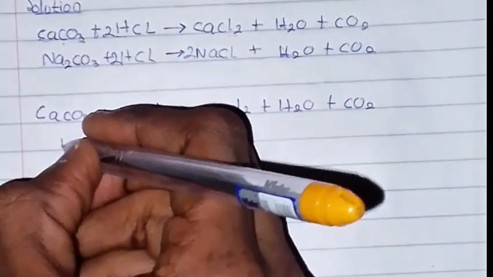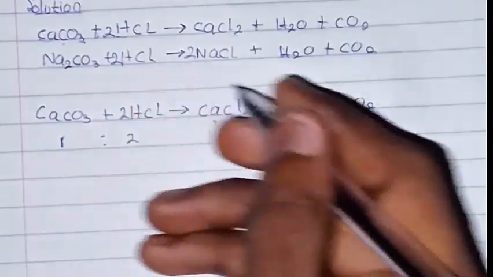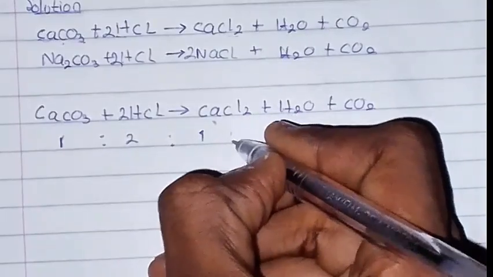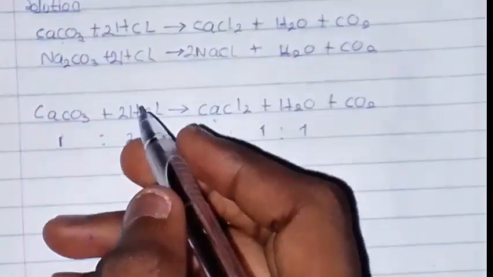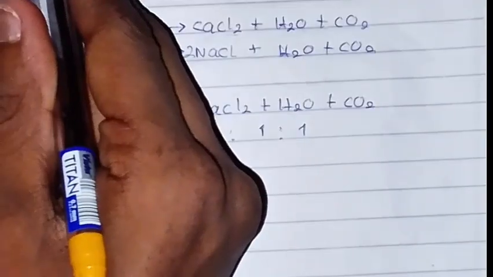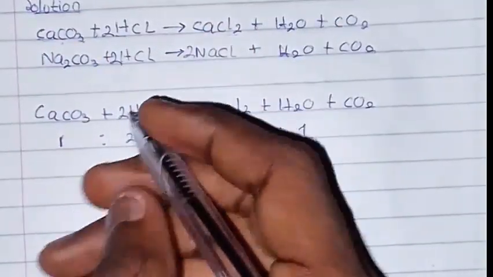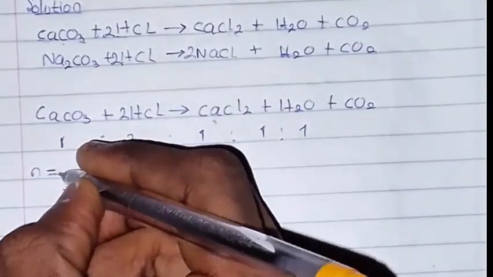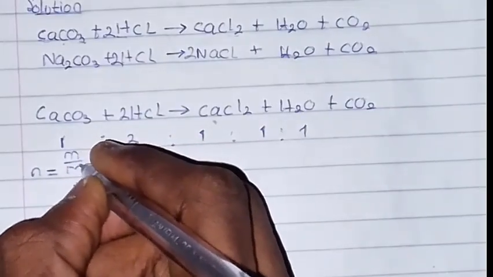So we have 1 mole of calcium carbonate must react with 2 moles of hydrogen chloride or hydrochloric acid to give 1 mole of calcium chloride, 1 mole of water, and 1 mole of carbon dioxide gas. So in this case now, I said 1 gram of CaCO₃. So we're going to convert this 1 gram of CaCO₃ to moles, and then we're going to find the number of moles of HCl that was produced. So write out number of moles. It's one of the basic formulas for stoichiometry. Number of moles is mass over molar mass.